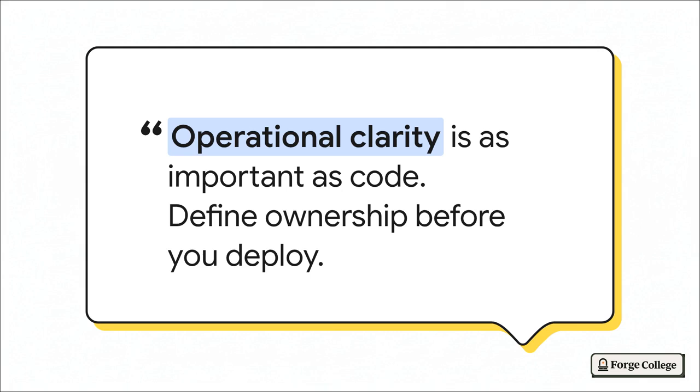But if you take away one thing today, let it be this. Operational clarity is as important as code. You must define ownership for monitoring, incident response, and schema updates before you deploy. Yes, the technical trade-offs between tight contracts and off-chain adapters absolutely matter, for sure. But operational clarity, that is what truly keeps your decentralized system alive in the real world.